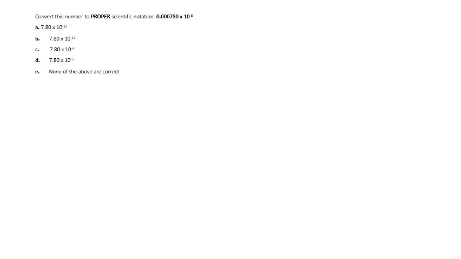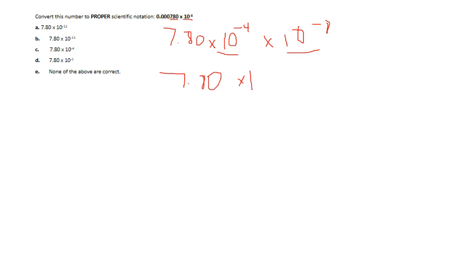All right, convert this number to proper scientific notation. Okay, so the way that I like to do this is I like to change this here to scientific notation. So it'd be 7.80 times 10 to the, so I know the exponent is going to be negative because it's less than 1. And how many places do I have to go over? 1, 2, 3, 4. So this is going to be -4. Okay, and then include the 10 to the -8. Okay, and then I combine my two exponents, so I get 7.80 times 10 to the -12, which is right here.